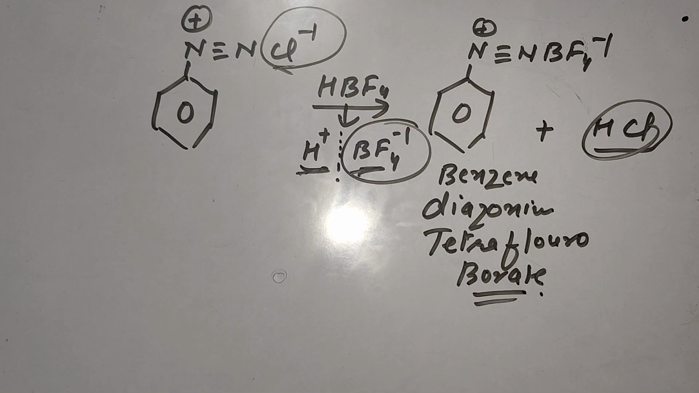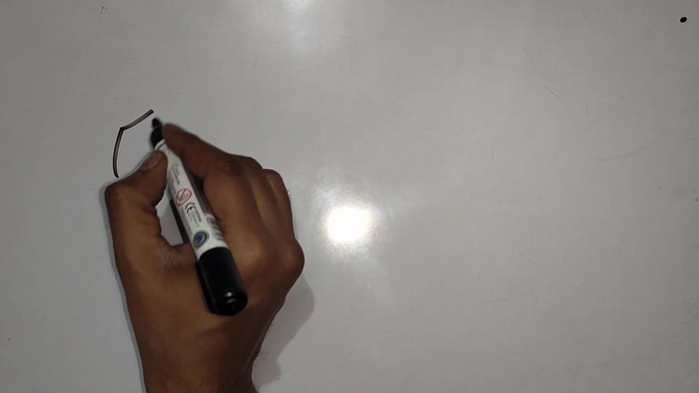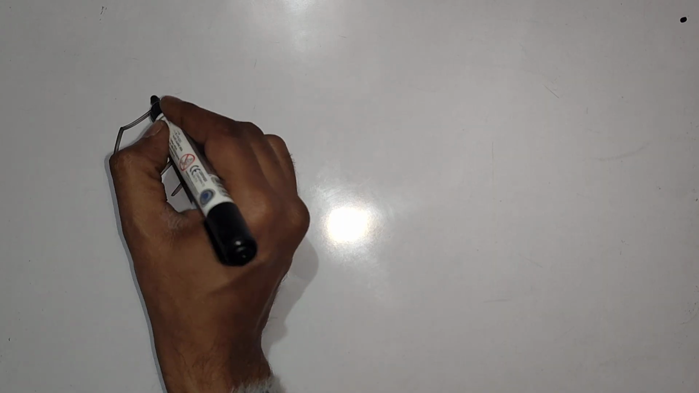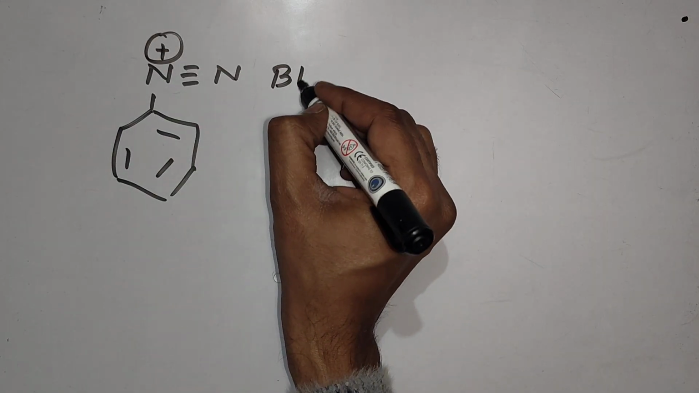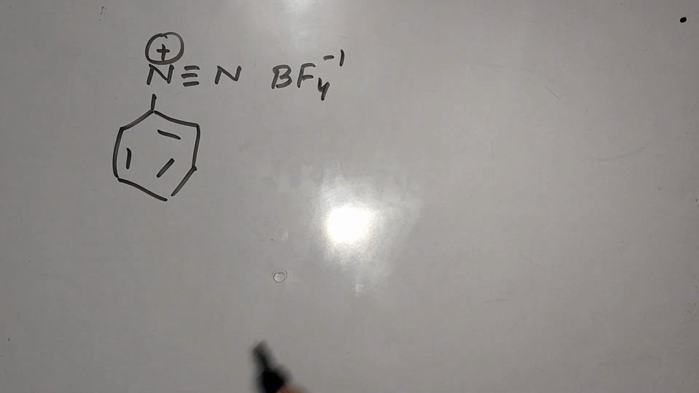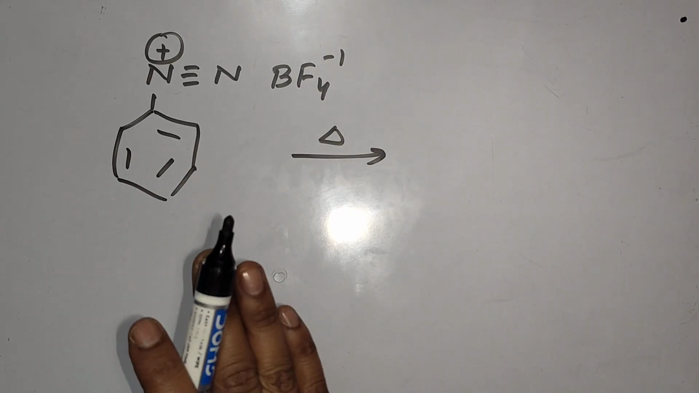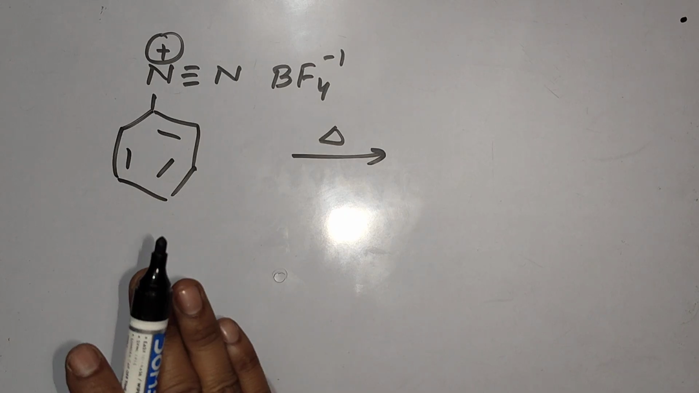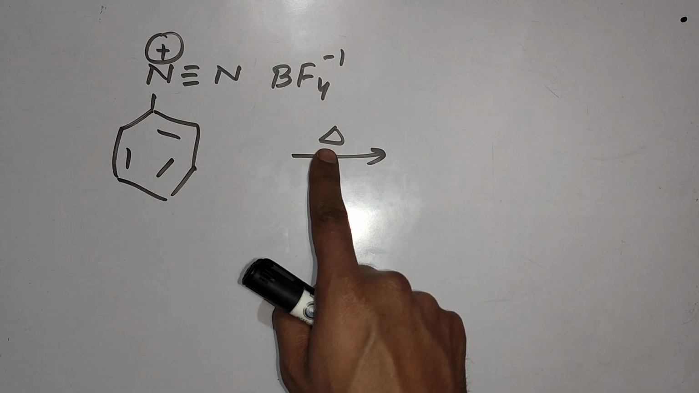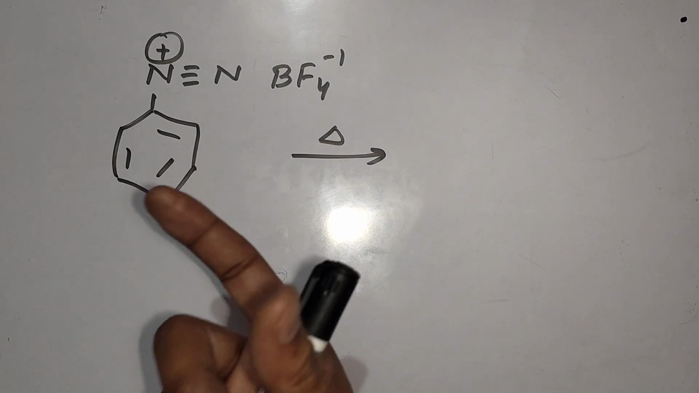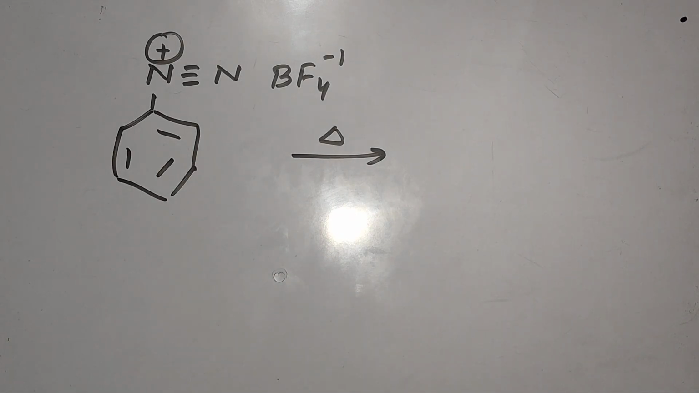Now the last step of the reaction. This benzene diazonium tetrafluoroborate, we will heat. This positive charge is balanced by BF4 negative. We are heating this molecule. As I already told you, this molecule, benzene diazonium, is highly unstable. To keep it with us, we need a lower temperature, 0 to 5 degrees Celsius. But what we are doing is heating. Now on heating, obviously, weak bonds, meaning unstable bonds, will break out and stable compounds will generate.